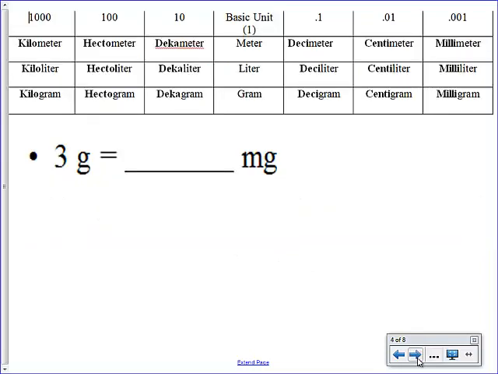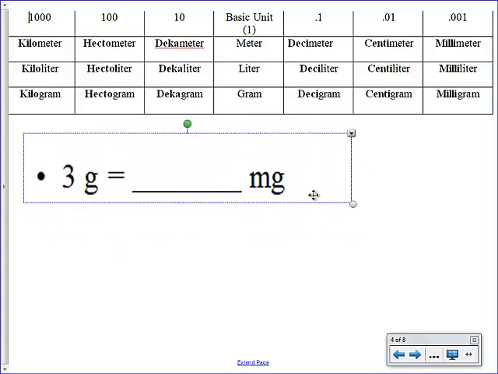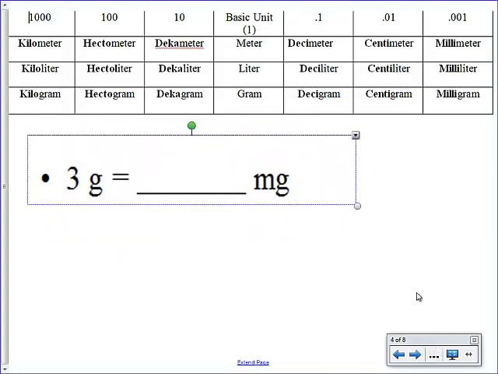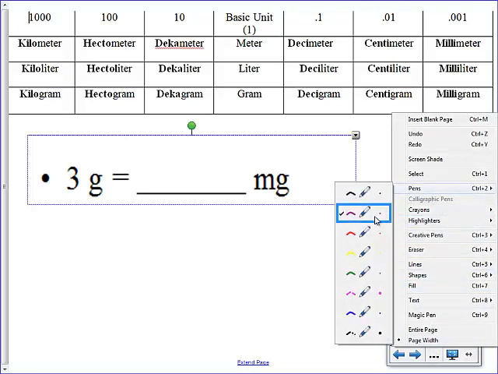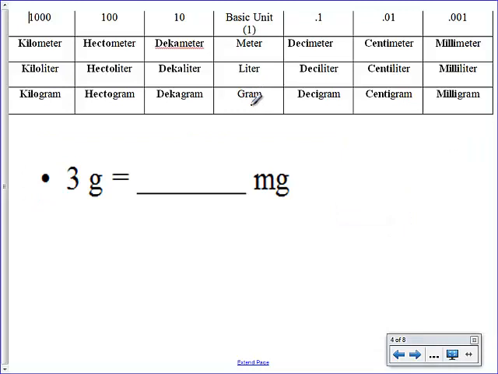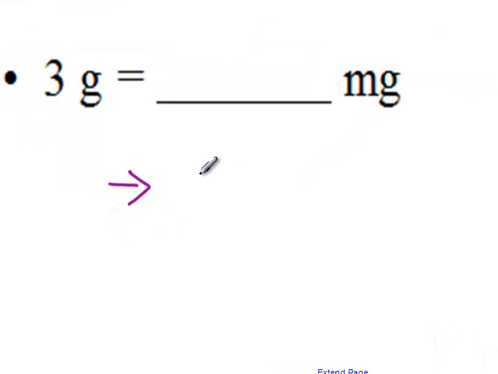So let's try some. We have 3 grams that we are converting to milligrams. So we'll start. There we go. We'll start in the gram spot, and we're going all the way down to milligram. So that's this direction, and that's 3 places, 1, 2, 3.